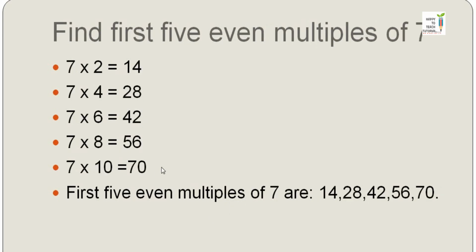Okay. Next, if we are asked to find the first 5 even multiples of 7, for that, the first 5 even numbers are 2, 4, 6, 8 and 10. We have to multiply the first 5 even numbers with 7. So we get the first 5 even multiples of 7 are 14, 28, 42, 56 and 70.